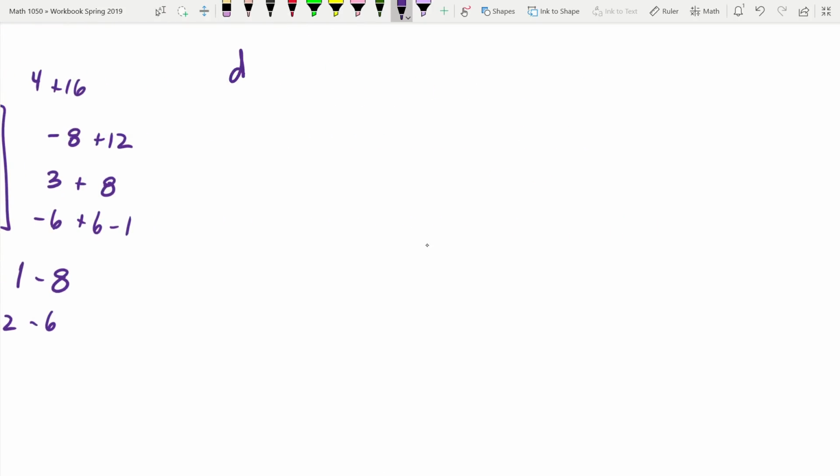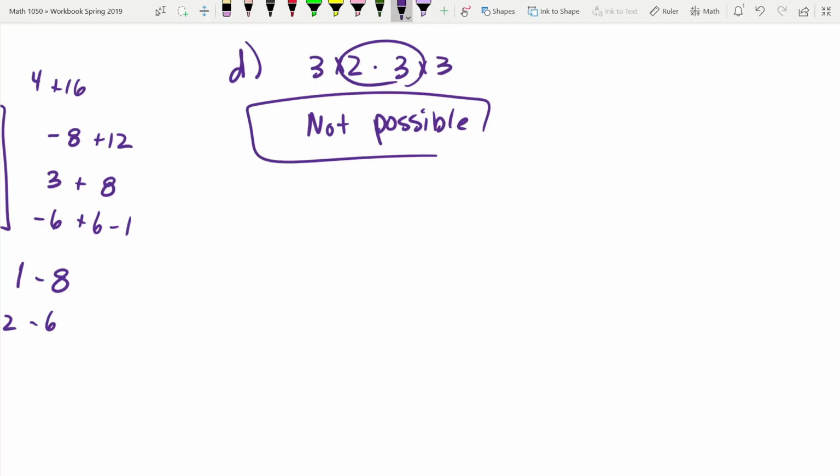Question D is matrix C, which is a 3 by 2, multiplied by matrix A, which is a 3 by 3. The middle numbers don't match, so this answer is not possible, is what you would highlight. Okay? All right, number 7.